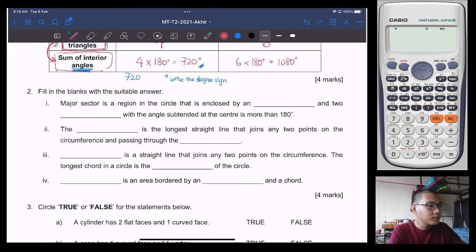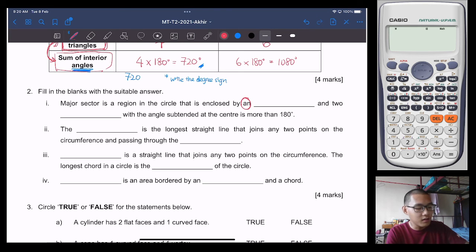A major sector is a region in the circle that is enclosed by an and what? So I'll give you a clue. Any mathematical terms or names of the parts of a circle consist of the vowels a, e, i, o, u. So we know we have angle, no angle, we have arc, right?